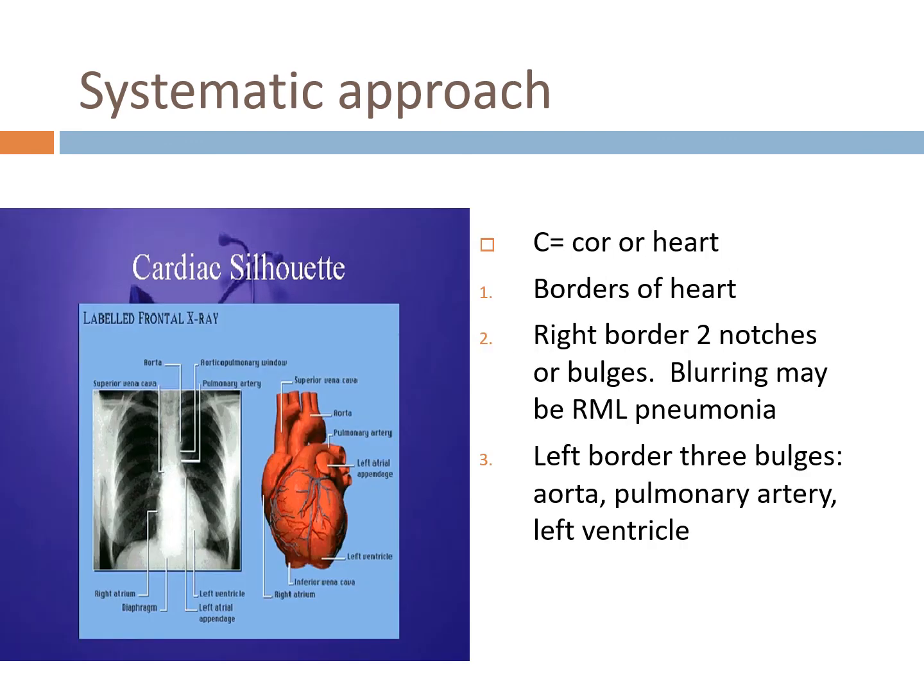You're looking at the heart and the heart borders, making sure that they are distinct and that you don't see any signs of loss of the cardiac silhouette. Make sure you have the right border, the 2 notches or bulges. The blurring might be a right middle lobe pneumonia. On the left side, you should have 3 bulges: the aorta, the pulmonary artery, and the left ventricle. Depends on your films, and it's kind of funny because now you don't get real films. It's on special plastic, almost paper. Everything's on the computer.